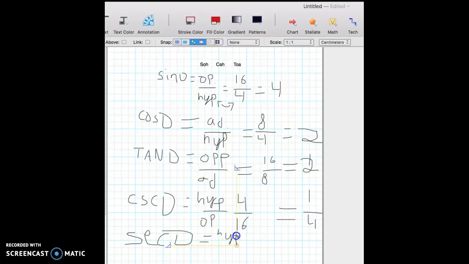Sorry, it's getting a little messy. The stylus is not cooperating. So hypotenuse over adjacent. We know our hypotenuse is 4, and we know that our adjacent is 8, the adjacent side of D. That's going to leave us with 1/2.